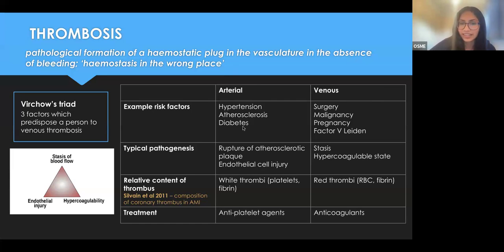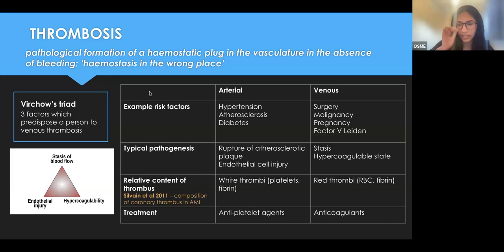So you can see that the risk factors for arterial thrombosis are to do with endothelial damage. So factors that will cause atherosclerotic plaques or directly damaging the endothelium. Whereas the venous thrombosis is kind of caused by blood stasis, so slowing of blood flow and hypercoagulability.